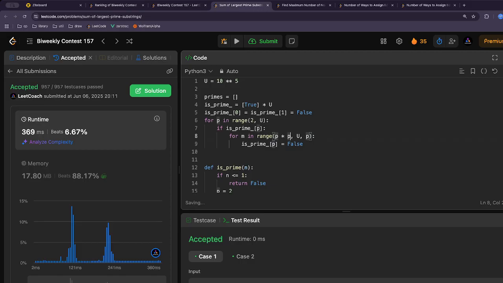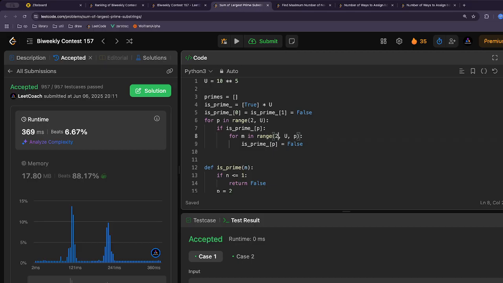Because they are multiples of a prime, right? And why do we start from the square of the prime? Well, this is a small optimization. It's not necessary. You don't have to. But I mean, you could start from 2 times p, right? Which is the first multiple of p.